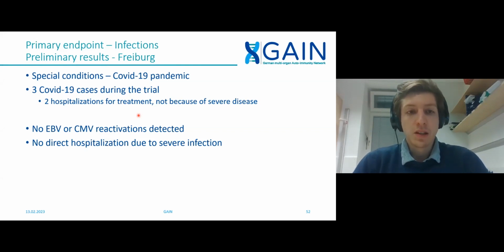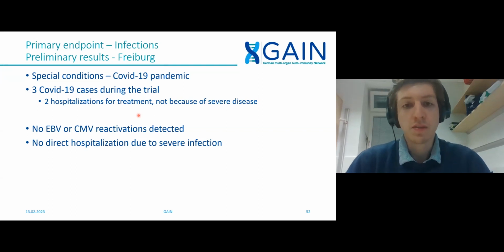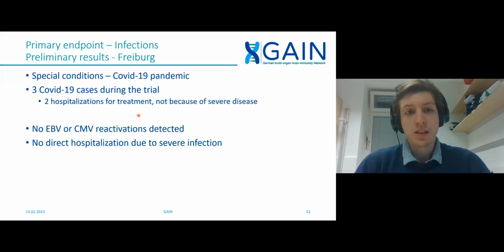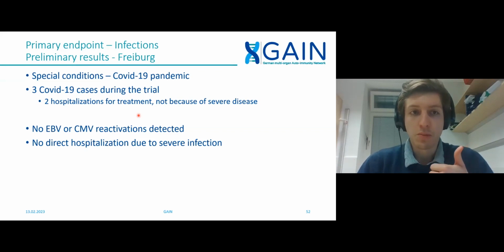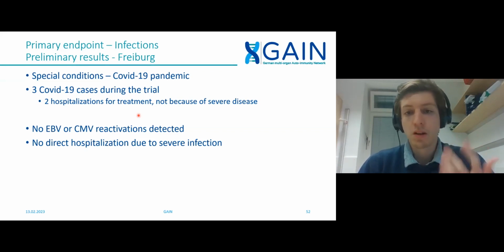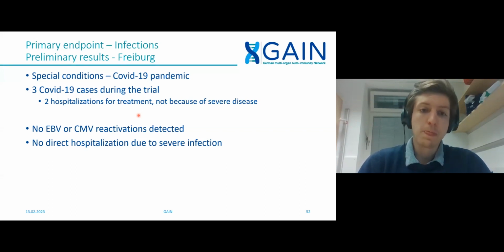And from these, only 2 patients had to be hospitalized, and luckily not for severe disease, so not for intensive care treatment, but rather so that these patients could receive intravenous immunoglobulins as their regular treatment, or in the beginning remdesivir or some other specific therapy for COVID-19.